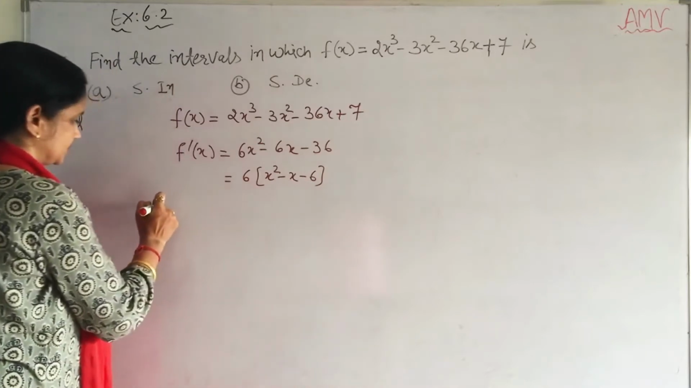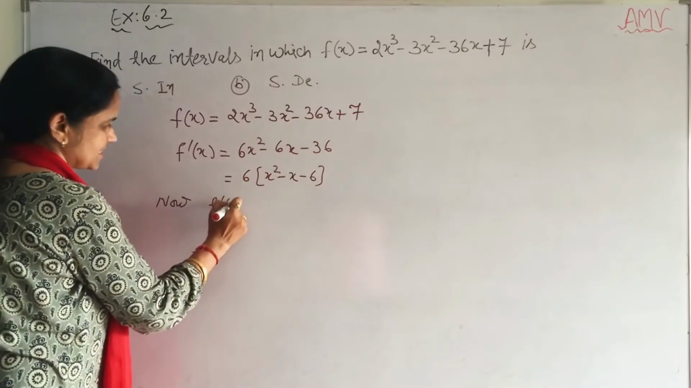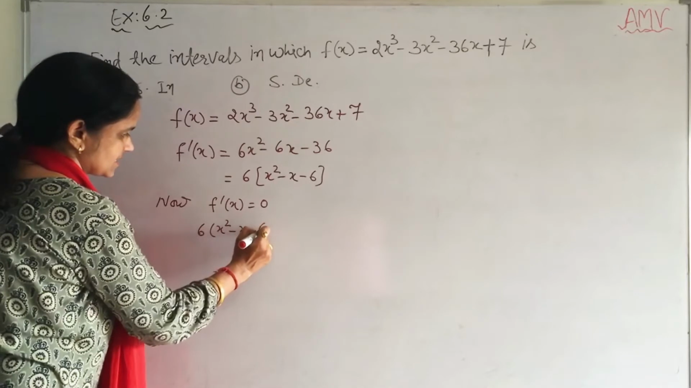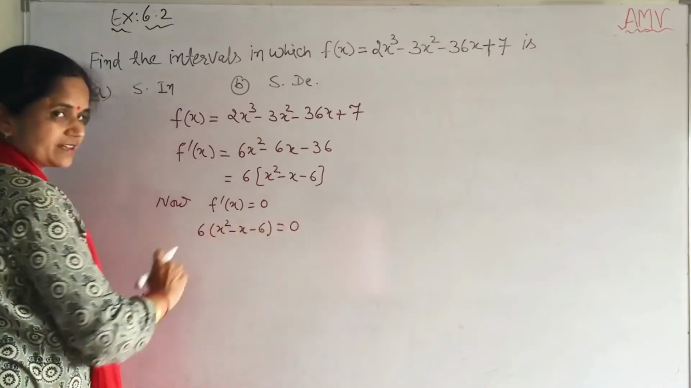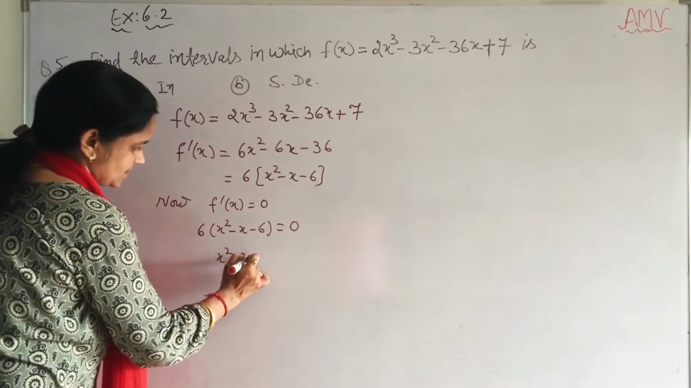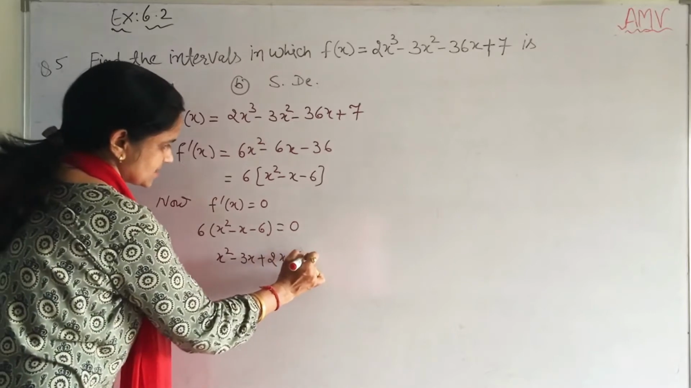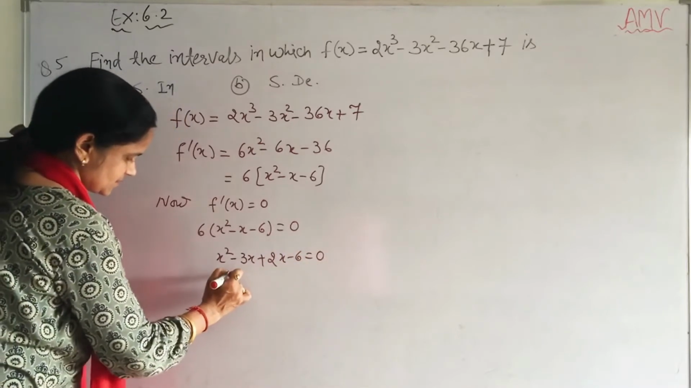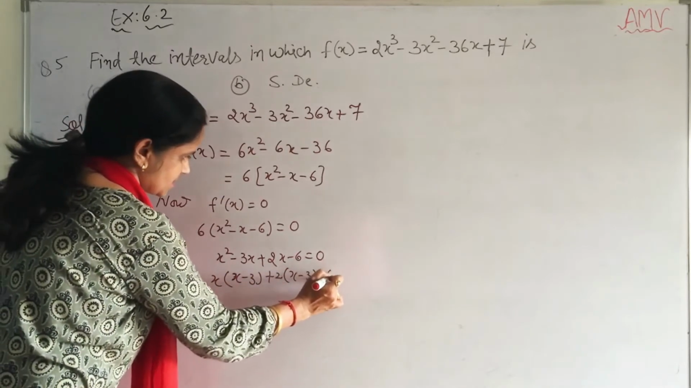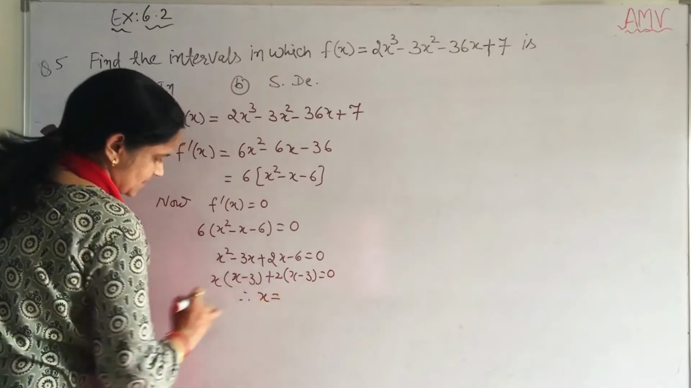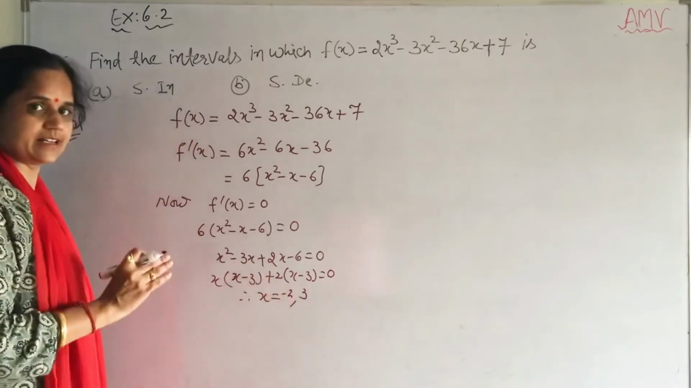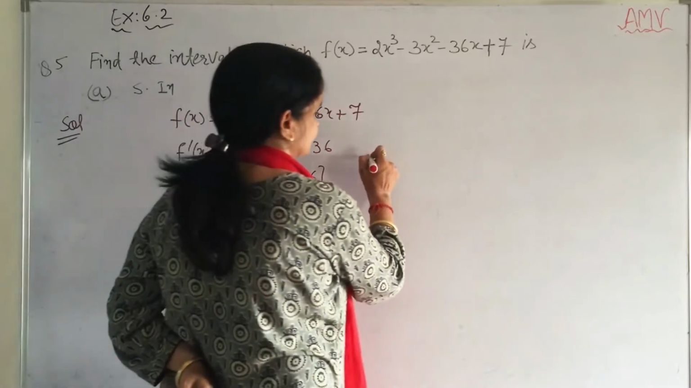Now take f dash x equal to 0. So 6 times x square minus x minus 6 is equal to 0, and find the value of x. It is x square minus 3x plus 2x minus 6 equal to 0. Middle term split, factor, students. So you will get x minus 3 times x plus 2 equal to 0, so x values are minus 2 and 3. These values divide the real number line into 3 parts.